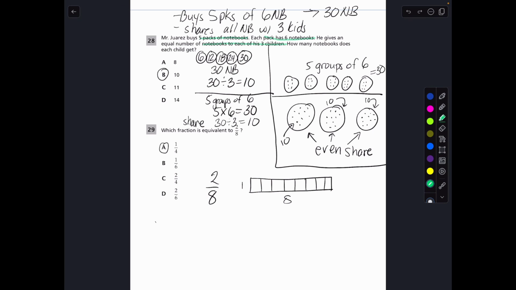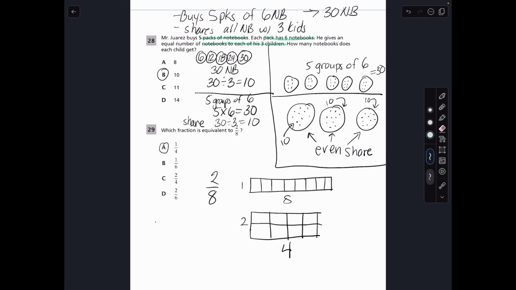I don't have to color it in. Are there any other ways I can evenly share 8? Yeah, I can give everybody 2. So I can have 2 groups of 4. Not my prettiest picture, but that's okay. So I'm thinking about how I can share 8. Okay, so I can have 1 group of 8, or I can have 2 groups of 4. So I can split up 8s into 8s or into 4s.